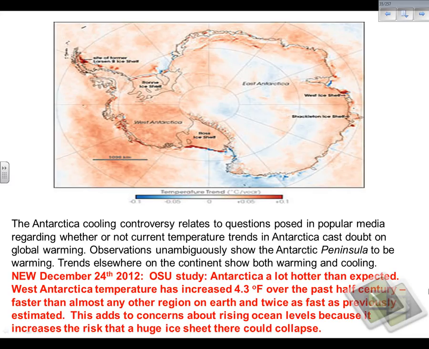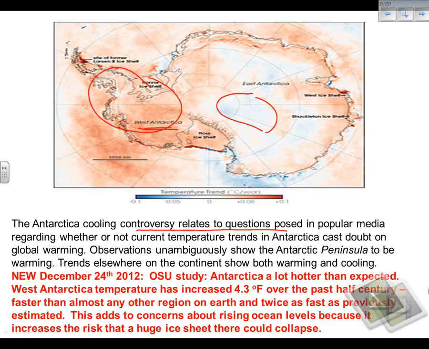Here she is. The Antarctic cooling controversy relates to questions posed in the popular media regarding how there can be temperature increases if it's going down some places. That shows a definite lack of understanding of the complexity, but it is kind of strange when you see these blue areas right near these very red areas.